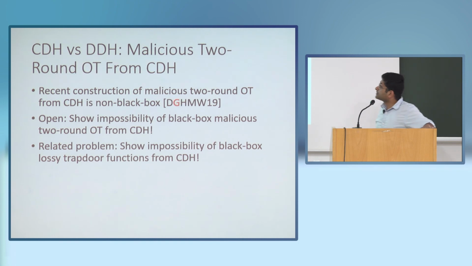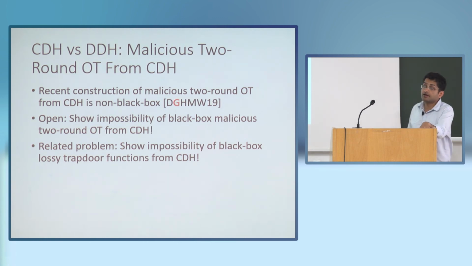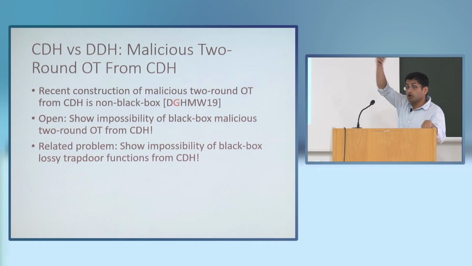A related problem here, which is also open, and perhaps a weaker goal because it implies you could use it to construct two-round OT more easily, is showing impossibility of black box lossy trapdoor functions from CDH. So what's a generic model that distinguishes CDH from DDH? You will have to have a generic model that additionally provides an oracle that breaks all DDH-style assumptions. Any model that allows the pairing. Yeah. So you basically have to do that.